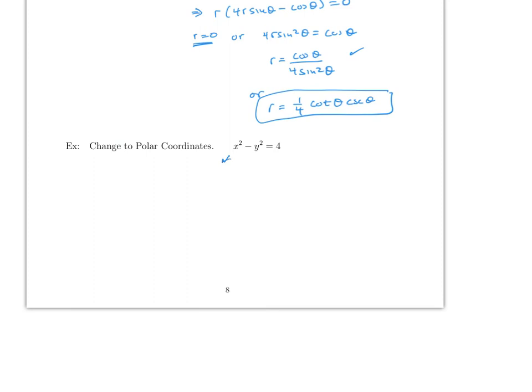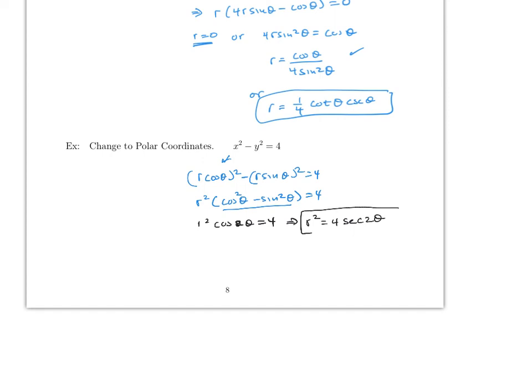All right, let's do this one more time. Remember that this is r cosine theta squared minus r sine theta squared equals 4. So you can factor the r squared. This will be cosine squared theta minus sine squared theta equals 4. Remember, there is an identity from trigonometry that this is just cosine 2 theta. So r squared equals 4 secant 2 theta. Secant 2 theta, not squared. And that's it.